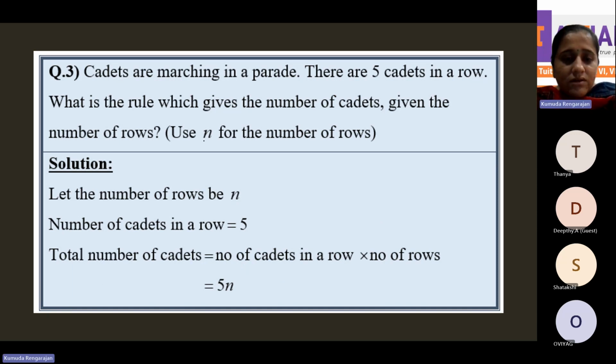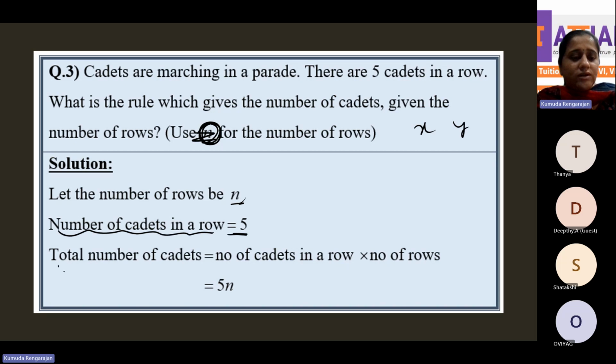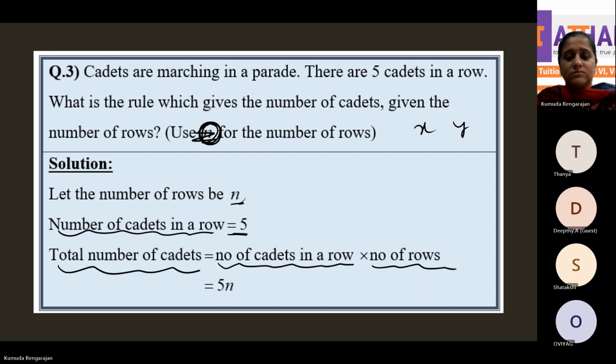So they have given us, let the number of rows be n. That's given. If it's not given, you can take any letter. You can say x, y, whatever. So let the number of rows be n. Number of candidates in a row is 5. So total number of candidates will be number of candidates in a row into number of rows. So 5 into n, 5n.